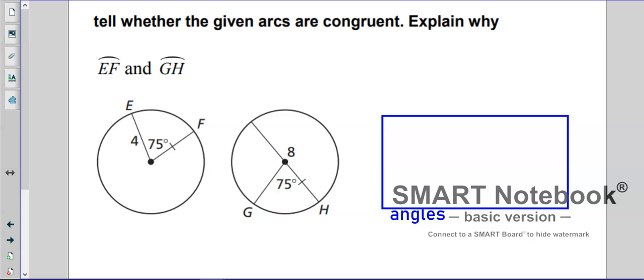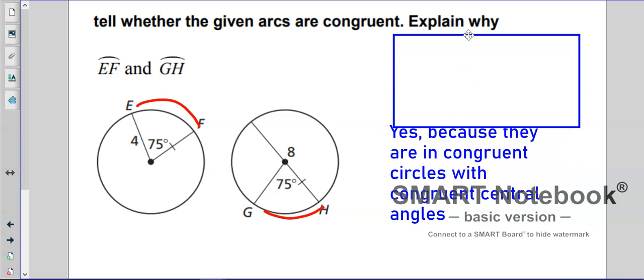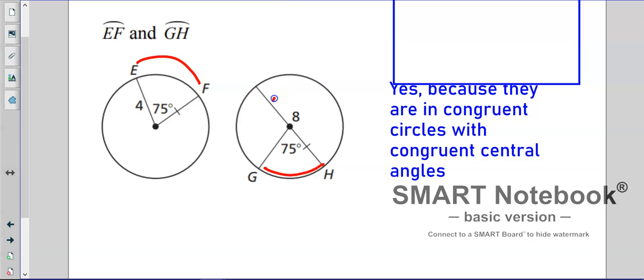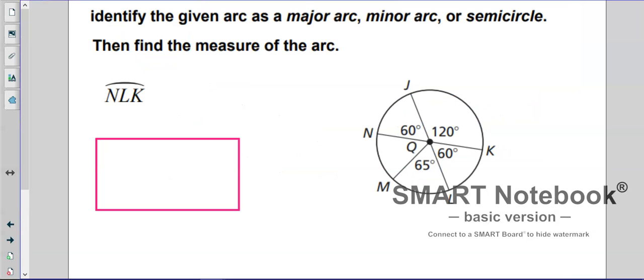Tell whether the given arcs are congruent. EF, which is here, so it's 75, and GH, which is 75. So, yes, because they are in congruent circles with congruent central angles. Because you know they're the same size circle because the diameter here is 8, which means 4 and 4, and that's what we have over here for radii. So the circles are the same size.